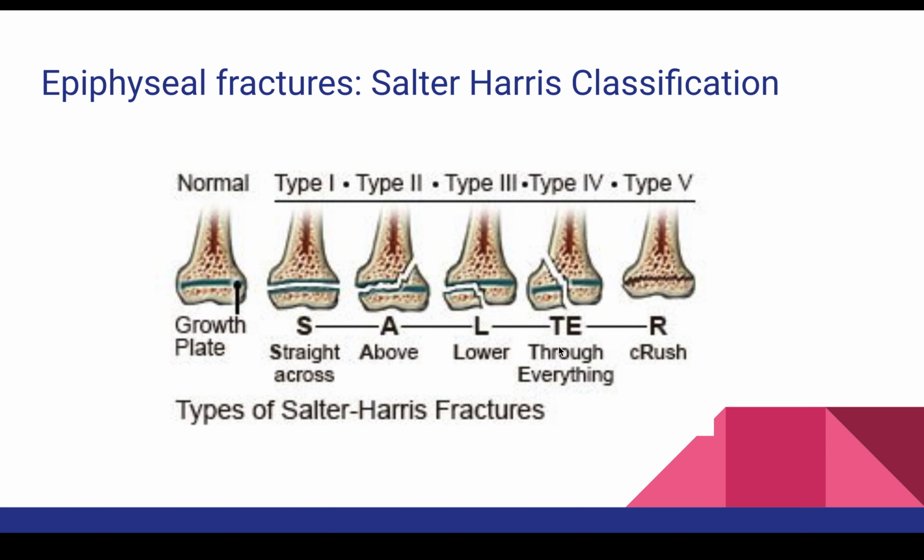Then through everything, this is a big fracture. The fracture line is crossing the metaphysis, crossing the physis, going through the growth plate. And if the growth plate is displaced, and you can see here the growth plate is completely displaced, you will have growth disturbances. So it all depends on how much the growth plate gets displaced.